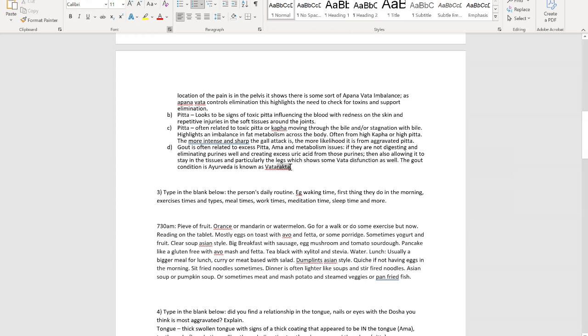It doesn't necessarily mean, if we look further into vata rakta, that all gout conditions are 100% related to vata at all. If we look into the classical text, vata rakta as a condition could have many vata signs, pitta signs, or kapha signs, depending on how it's influencing the blood.